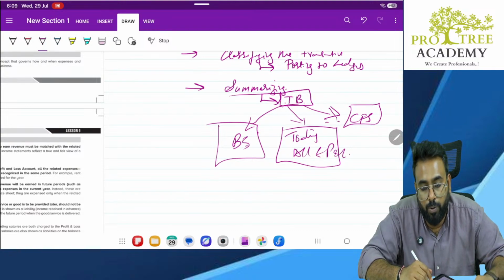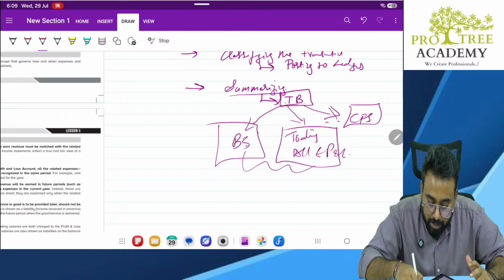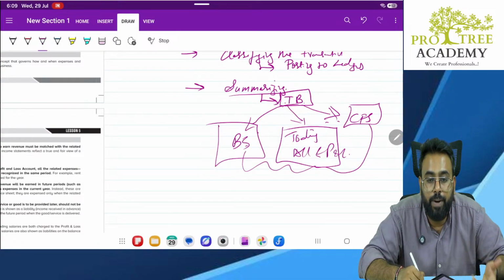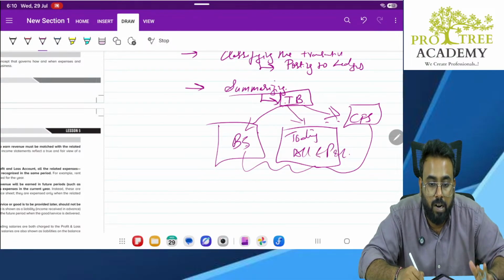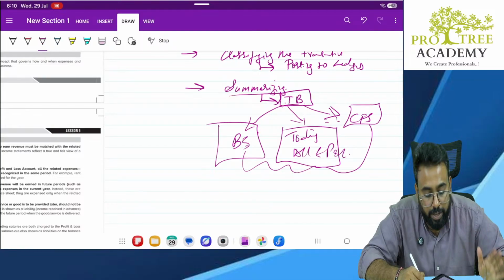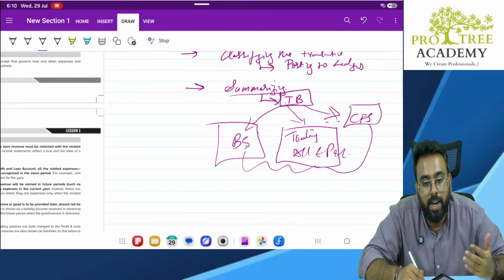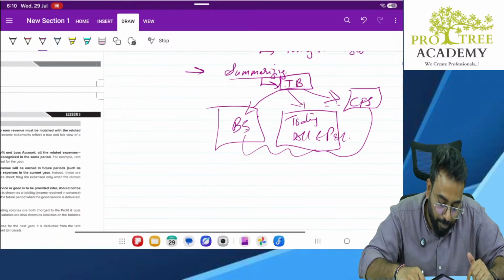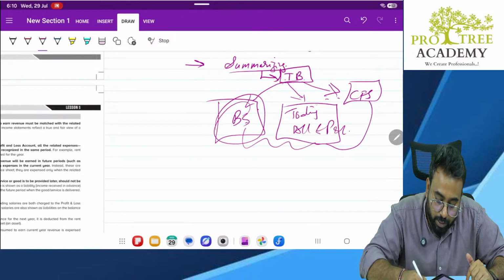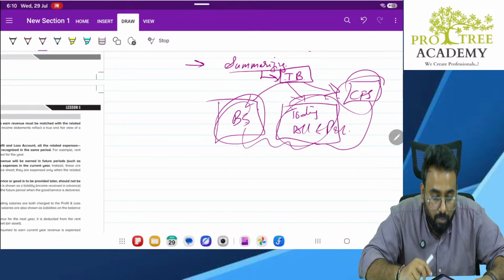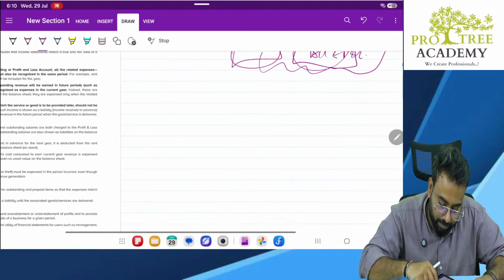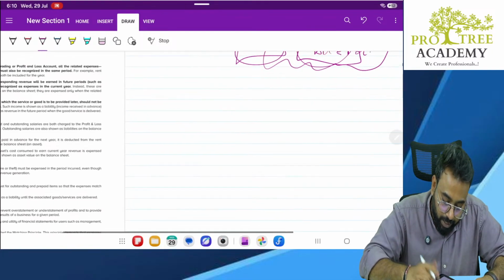So the definition of accounting: the art of recording, classifying and summarizing. Based on these three, we interpret. So it is recording, classifying, summarizing and interpreting the financial results. Correct? Yes. So in this chapter, we'll look at how these things are prepared. Now we will break this down.